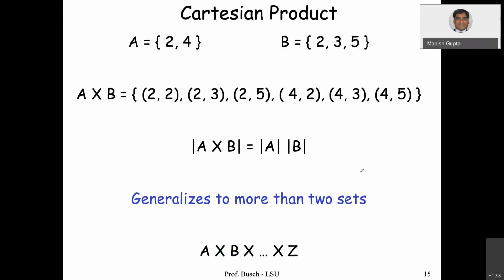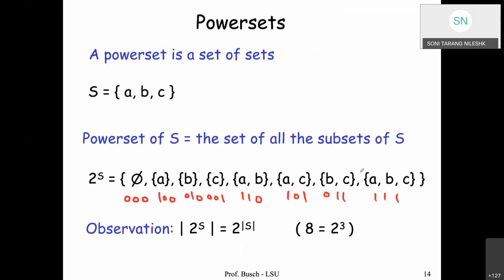Sir, I have a question. Sir, why has the power set been given the notation 2 to the power S? Yeah, because whatever the size of S is, the number of elements in the power set is a power of 2 only, right? Yes, the number of elements in the power set is a power of 2. That's why they gave the notation 2 raised to the power S. So it says that whatever the size of S is, you raise 2 to that power, right? Yes, okay, that is the observation.